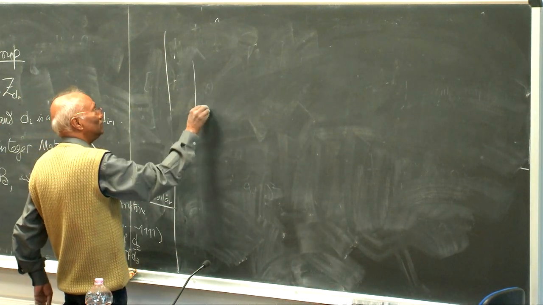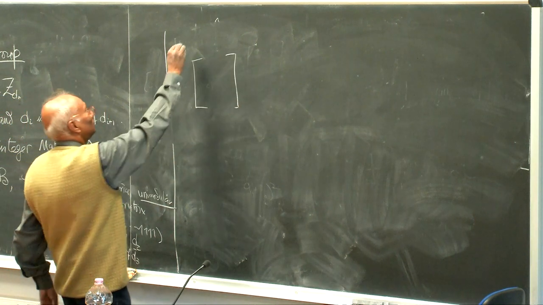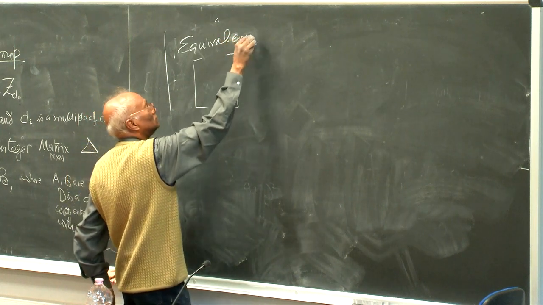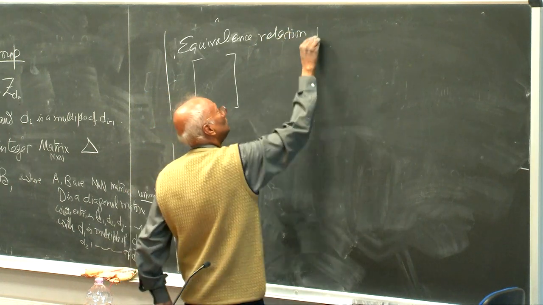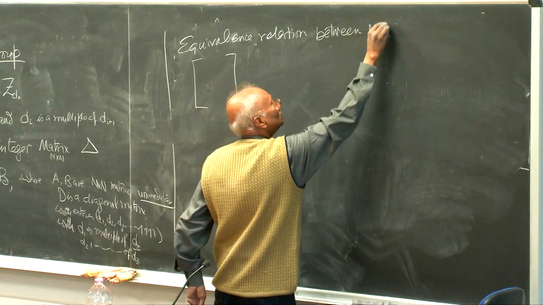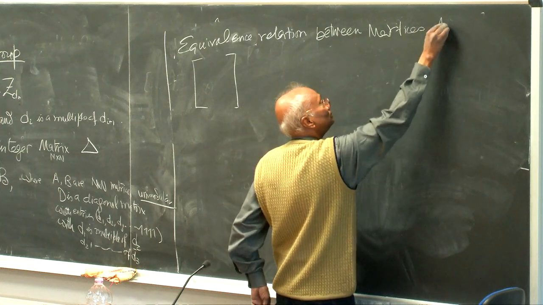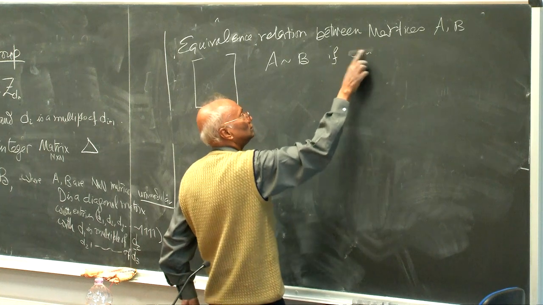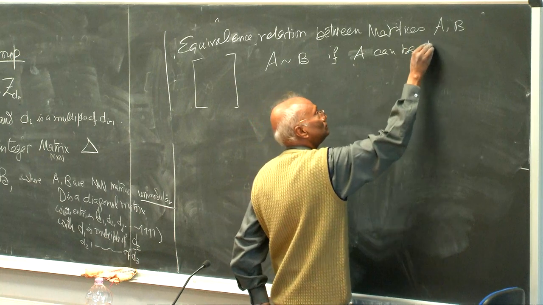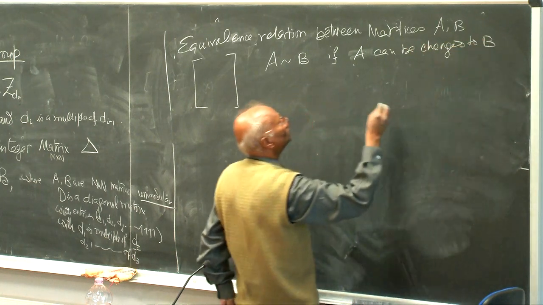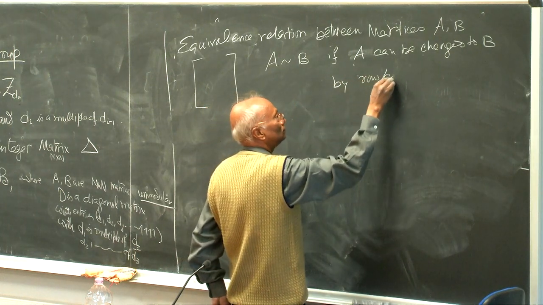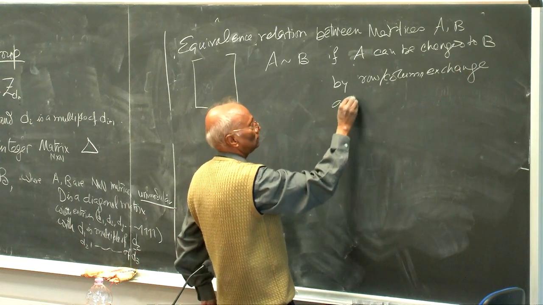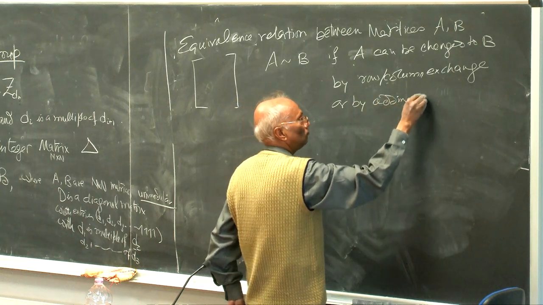So, if I take any integer matrix, I define an equivalence relation between matrices A and B. A is similar to B if A can be changed to B by row or column exchange, or by adding one row to another.